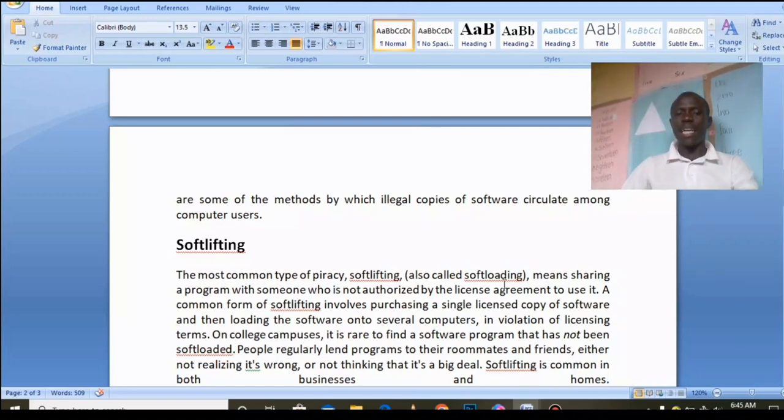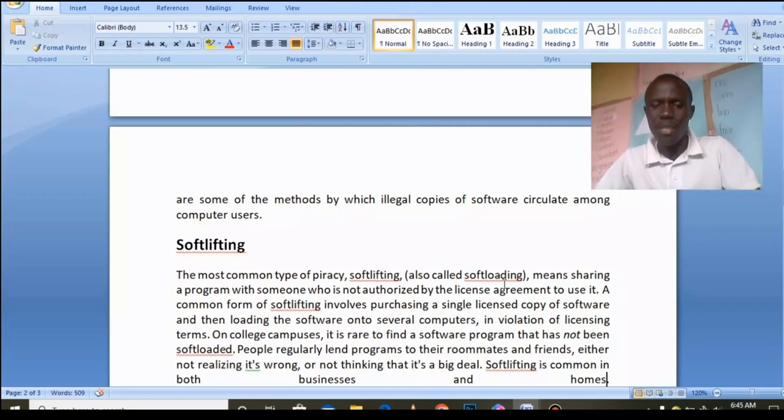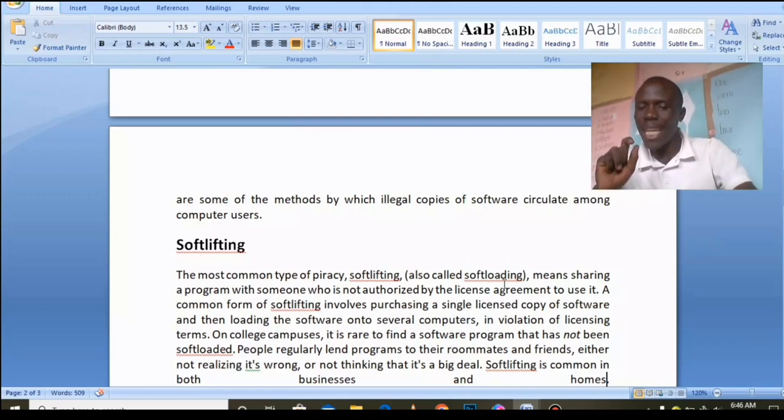So what do they mean here? They are saying that you have gotten a certain program or software, but now you are using it without the authorization of the license agreement, and you have installed it on one computer and on another, on multiple computers. So this means sharing a program with someone who is not authorized by the license agreement to use it, meaning that you are giving access to someone who was not authorized to use it.